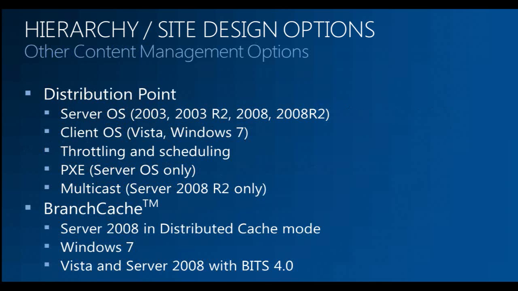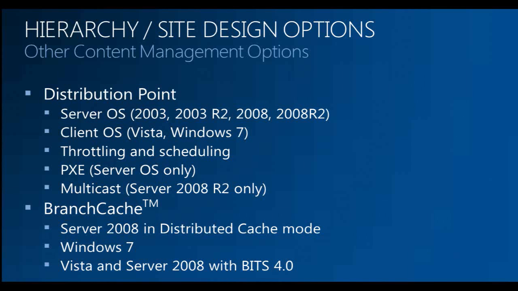So other content management options include a distribution point, which again can be a server OS or a client OS. The scheduling and throttling of that makes it something that we can utilize in a situation where in 2007 we may have had to use a secondary site or, God forbid, a branch distribution point. I hate those things. Got nods here. Very few people like branch DPs. I would much rather have a secondary than a branch DP.